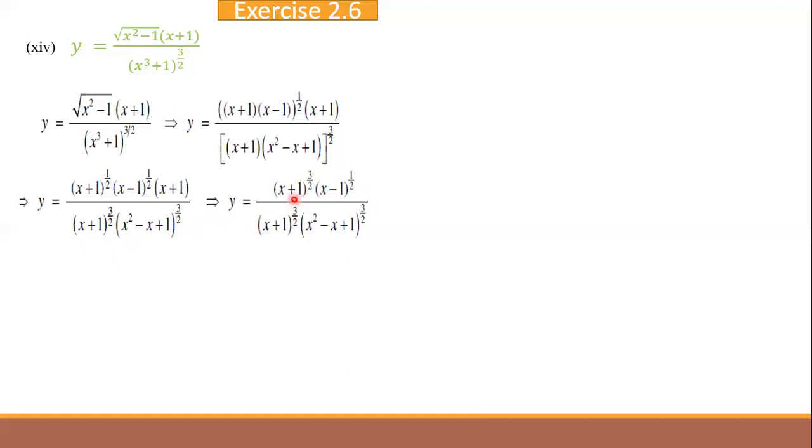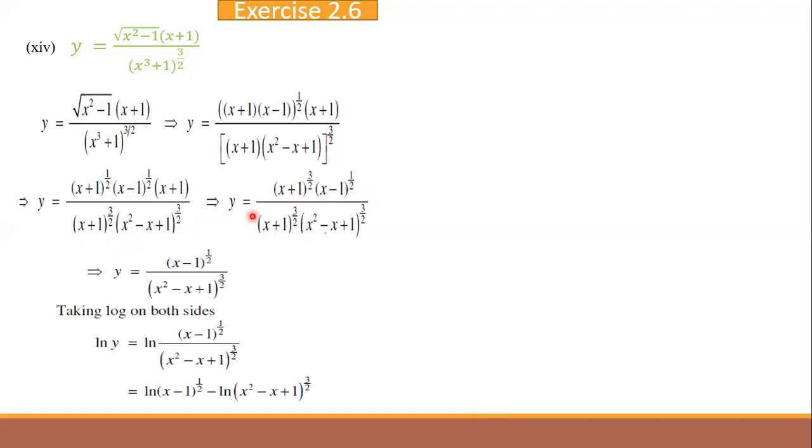x plus 1 raised to power 3 by 2 cancels out with the x plus 1 raised to power 3 by 2. We will get x minus 1 raised to power 1 by 2 divided by x square minus x plus 1 raised to power 3 by 2. Student, this equation was quite complex, but now this equation is simple. Now we can easily apply log.